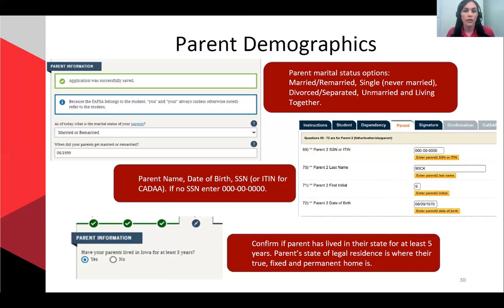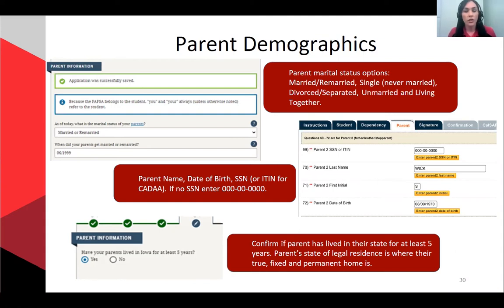For our dependent students, it will ask for parent demographic information. One of the questions will ask, as of the day you're filling out the FAFSA, so literally the day that you're filling it out, what is the current marital status of your parent? In this question, you want to answer either married/remarried, single if they were never married, divorced or separated, or unmarried and living together. Again, that's their current marital status on the day you fill out the FAFSA. It will ask you the date of marriage or remarriage, so make sure that you're also entering that date. It will then ask the parent's name, their date of birth, their social security number, or for our CADAA application, it might ask for the ITIN number.